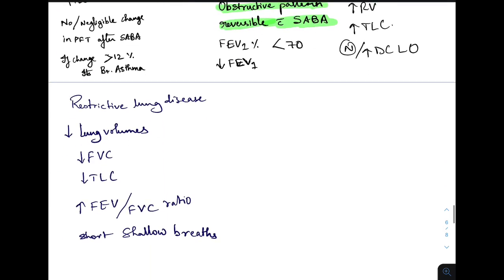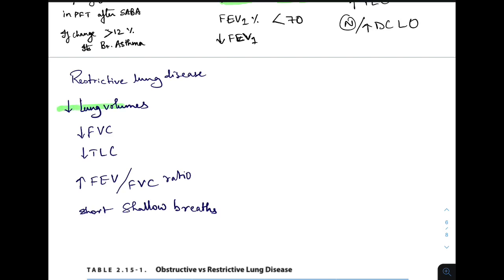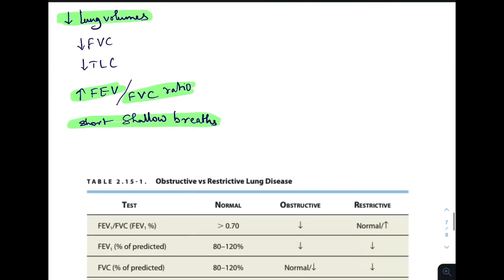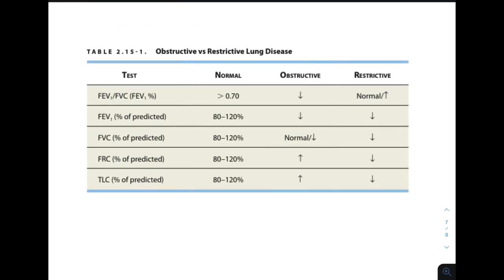And in restrictive lung diseases, we have seen all lung volumes will be decreased because the lung cannot expand. Short and shallow breaths because the lung cannot expand. And again here, the numerator and denominator concept we have discussed earlier. These are the few parameters you have to know. It is a cakewalk for you if you see that. FRC, functional residual capacity, has increased in obstructive, right? And total lung capacity is increased because of the air trapping in obstructive. And in restrictive, air is not going inside, so it cannot be trapped.